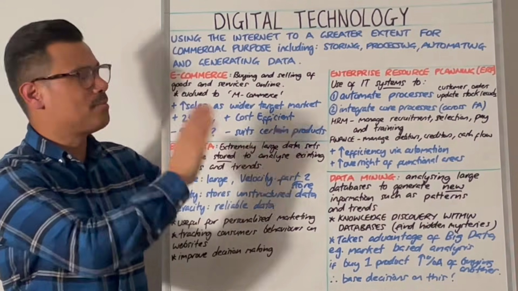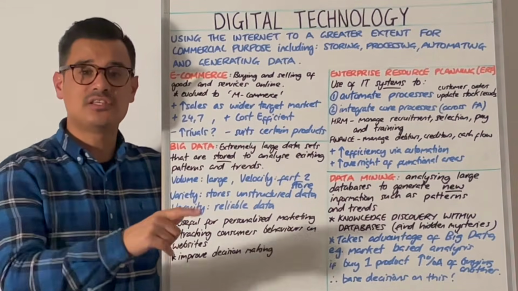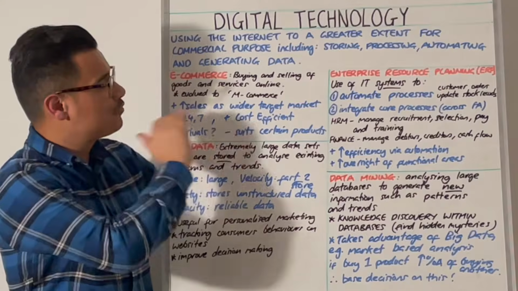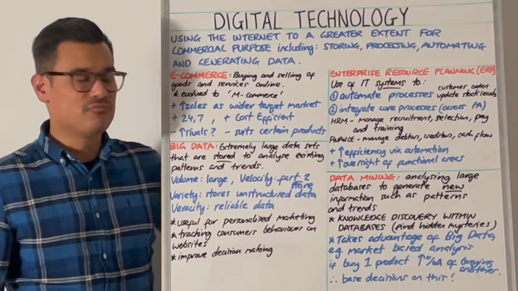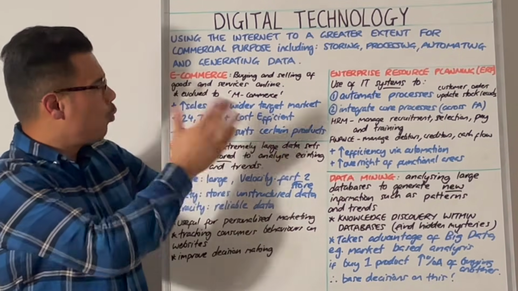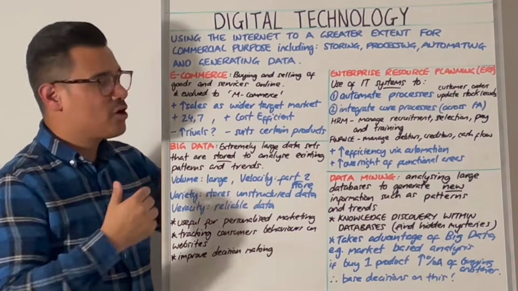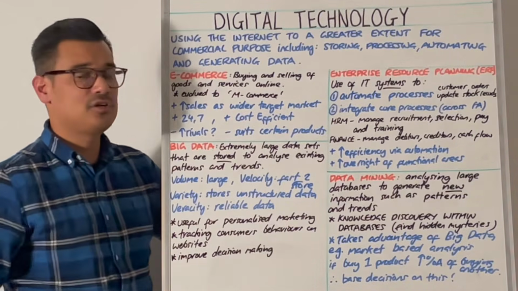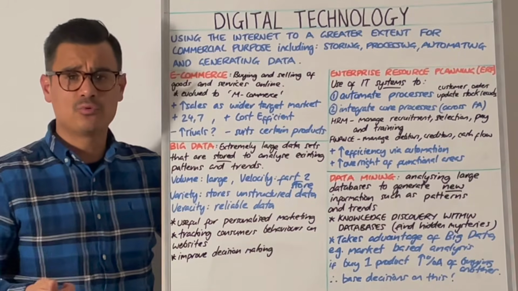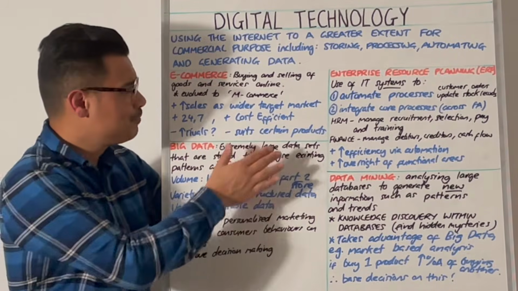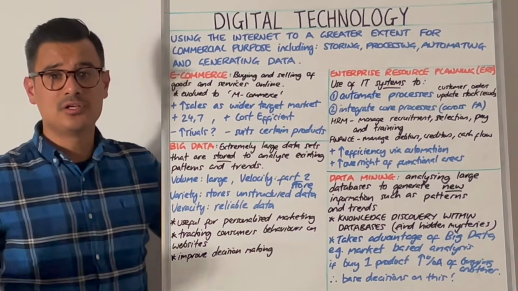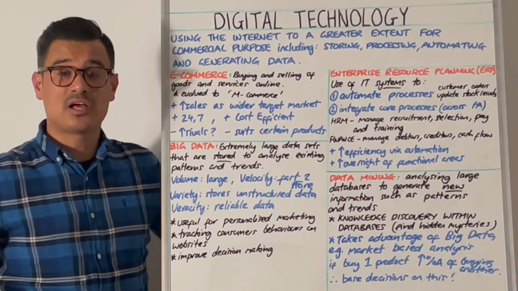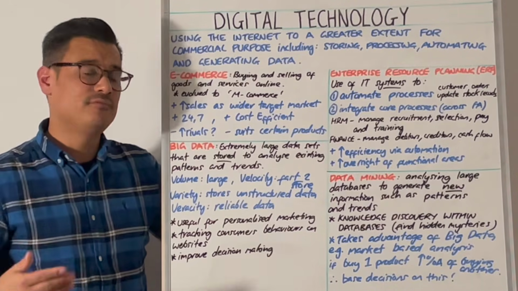So e-commerce is the buying and selling of goods and services online, and it's obviously evolved to m-commerce, mobile phones, in recent years. Why it's good? Well, it's going to increase sales because you have a larger target market, it's 24/7, it's cost efficient. But then the issues are perhaps more rivals because of lower barriers to entry, and it might only suit certain products, particularly those products where the customer does not need to try before they buy.